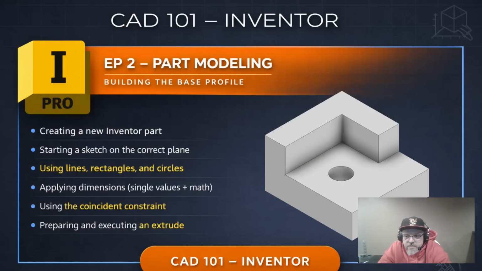In this video, you're going to learn how to use lines, rectangles, and circles correctly, apply dimensions, including some simple math, lock your sketch down with the Coincident constraint, and build a profile that is actually ready to extrude cleanly. I'm also going to show you the exact mistakes I see students make every single day so you can avoid them before you make them. Let's jump into Inventor and start building a sketch that actually works.